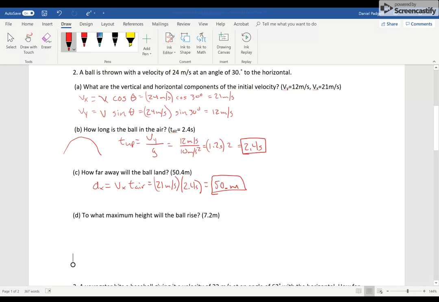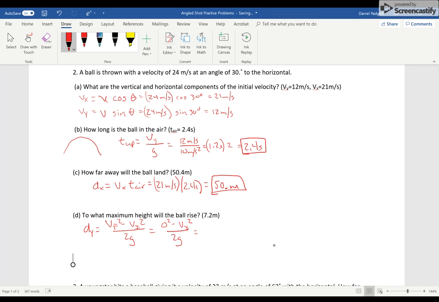What's the maximum height the ball will rise? So that's where we're looking at the peak. That's where we're concerned about the y-axis. So the y-axis, again, is going to be dy. One of the best ways to find that is using our vf squared minus vi squared over 2g equation, where vf is 0, vi is really vy, and of course we have 2g.